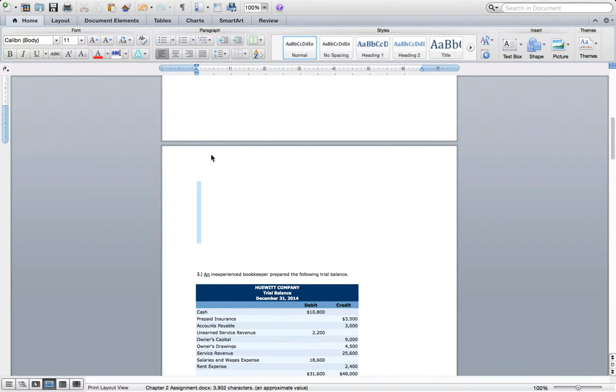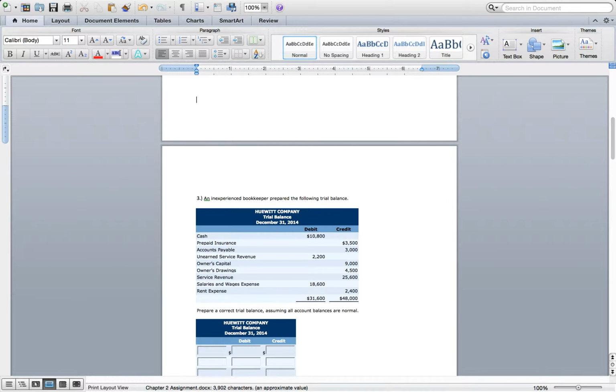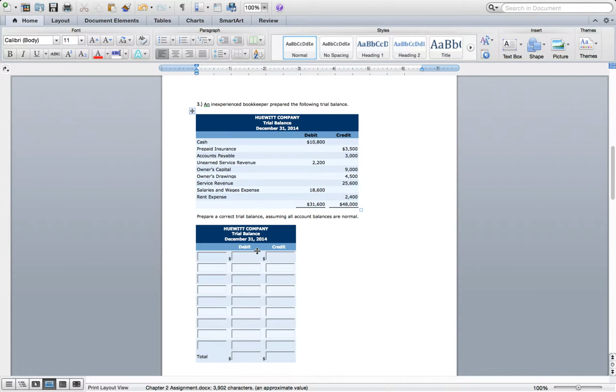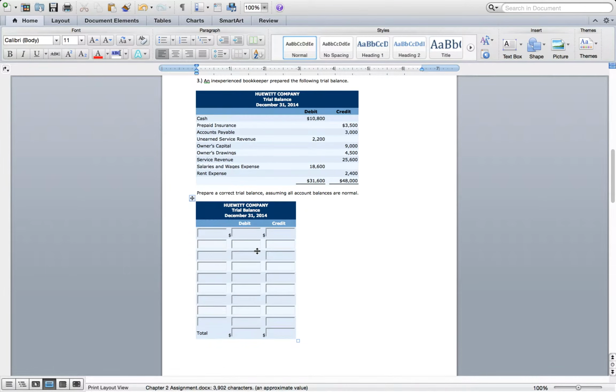All right, so now, number 3. Number 3 says here, you look at the trial balance. Now remember, class, you start off, you look over your transactions, you record them. Once you get the balances, the next step would be to put on the trial balance. Now, as you can see here, it says, an experienced bookkeeper prepared the following trial balance.